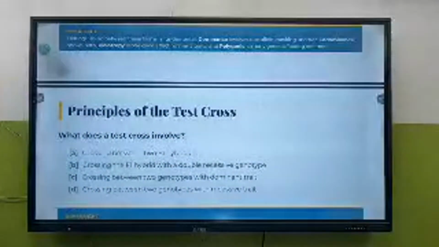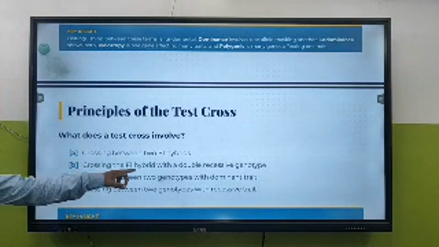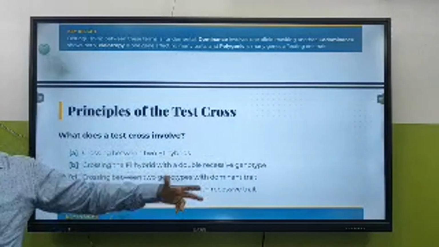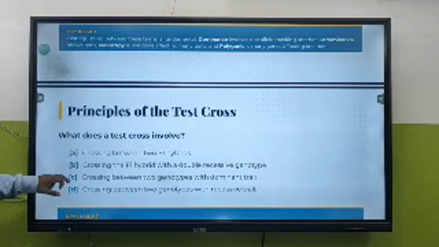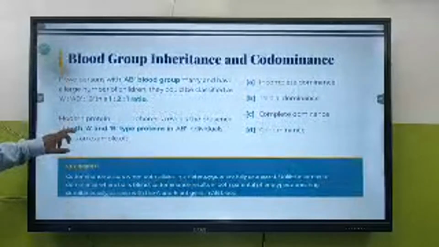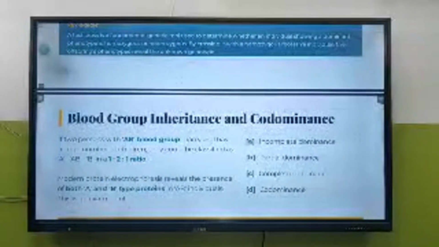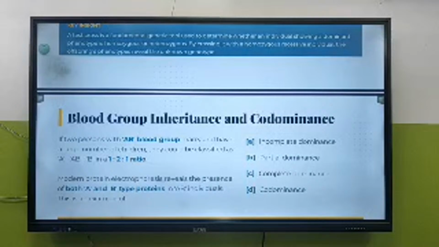Give that answer. What is the answer? Crossing the F1 hybrid with a double recessive. What is double recessive? Small t is double recessive. Chalo, the one which we are studying. Blood group inheritance and codominance.